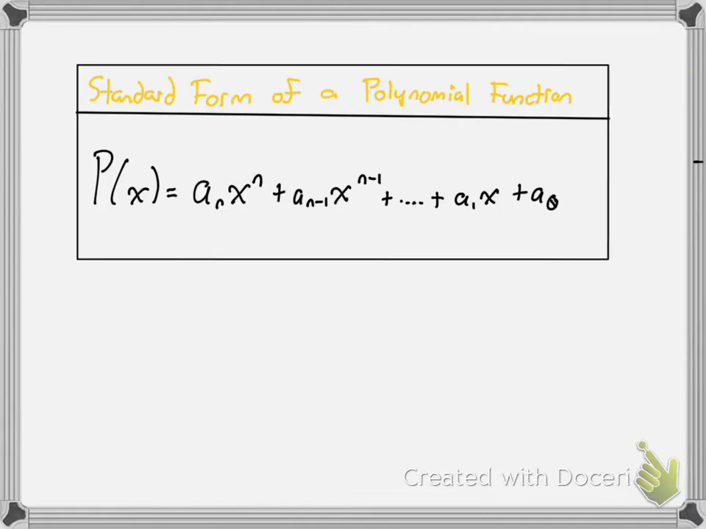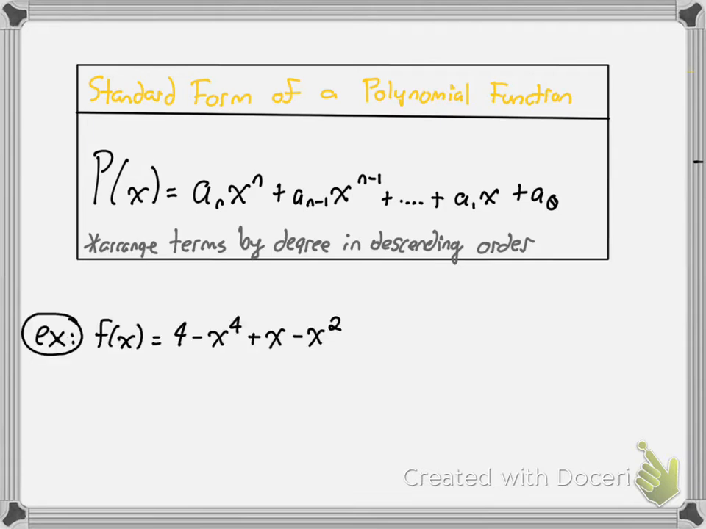So the standard form of a polynomial function in general is this. I'd write this down even though it looks kind of ugly. Basically what this represents is that any polynomial I write by arranging the terms by degree in descending order. So what that means is an example. Let's say I have the function 4 minus x to the fourth plus x minus x squared. To have this function in standard form, I would rearrange all my terms to have my degree in descending order. So notice now how I have x to the fourth as that first term, then the x squared term, then the x term, and then that constant number.